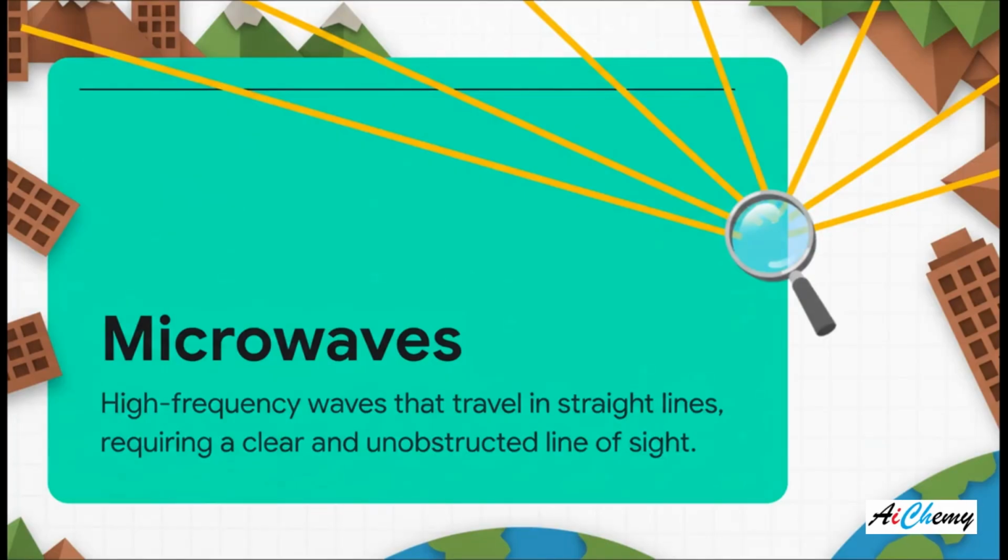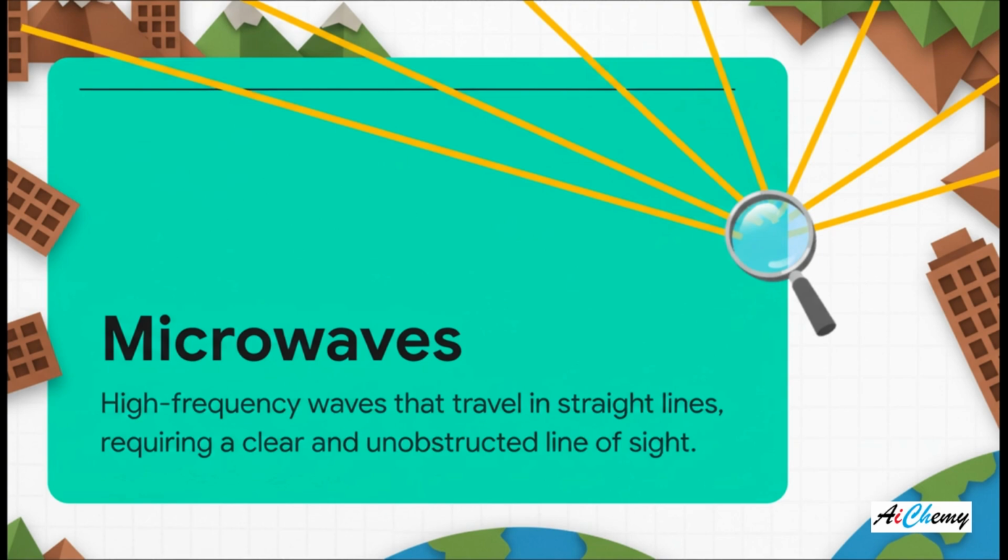Let's zoom in on microwaves for a second. They're fantastic for sending a ton of data, but they have one major rule. They only travel in perfectly straight lines. This is what we call line-of-sight transmission. If anything, a building, a mountain, even just the curve of the Earth gets in the way, the signal is blocked.